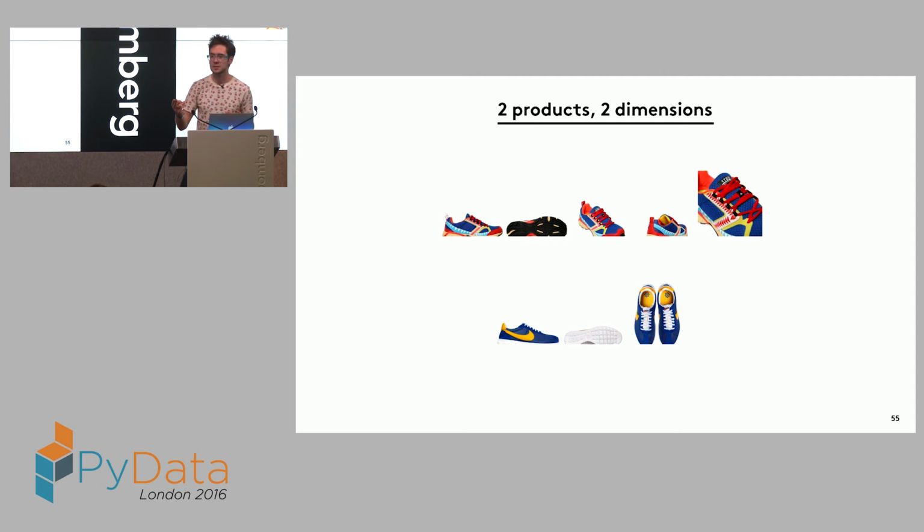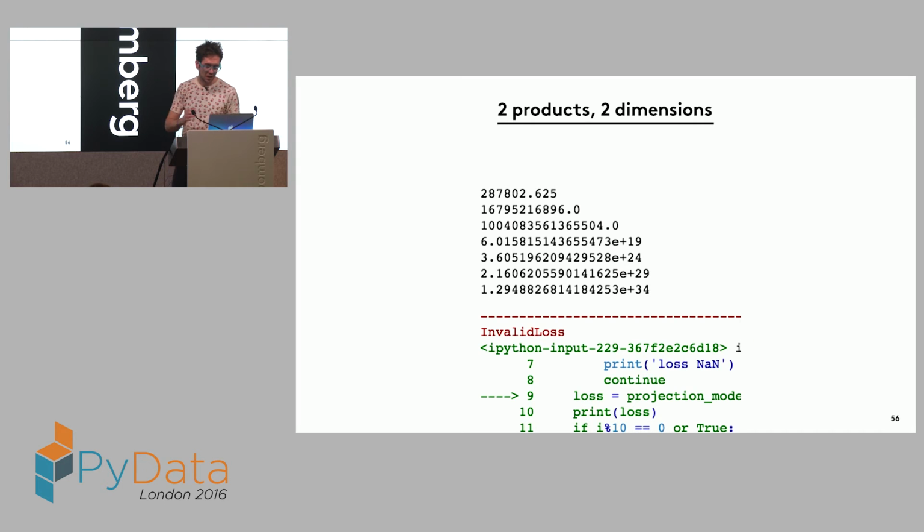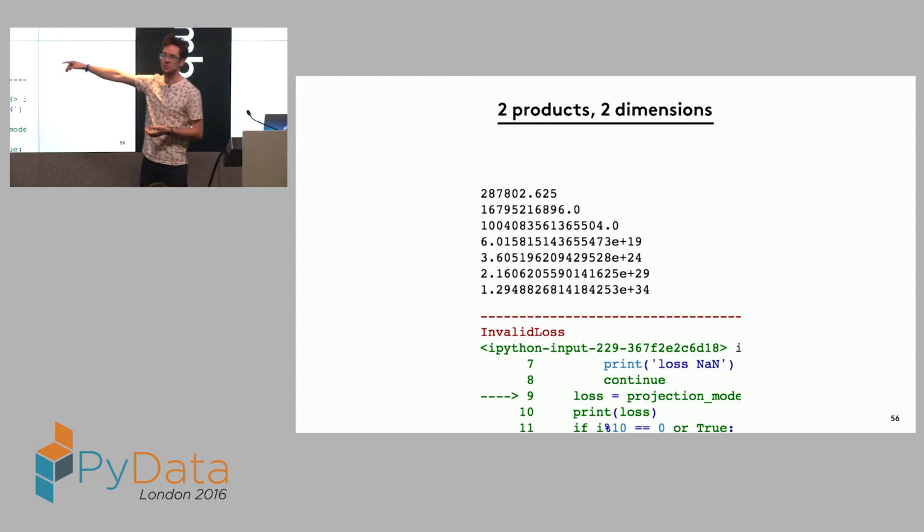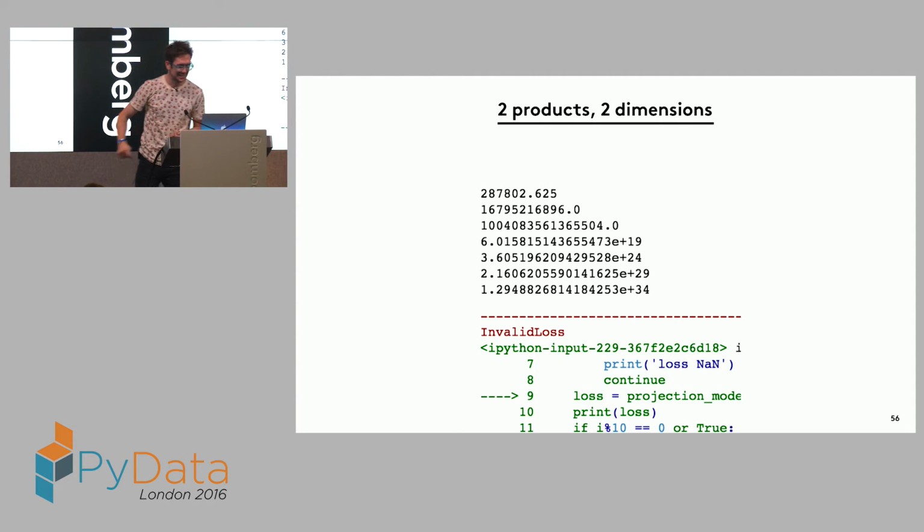I want two products. I've got a few images from each, but I want two products, and I want to project them into a two-dimensional space that I can visualize, so I can see what's going on and check this makes some kind of sense. Well, hey, it does something, but it's quite aggressive in what it does, and it's kind of going the wrong way. This wasn't really ideal.